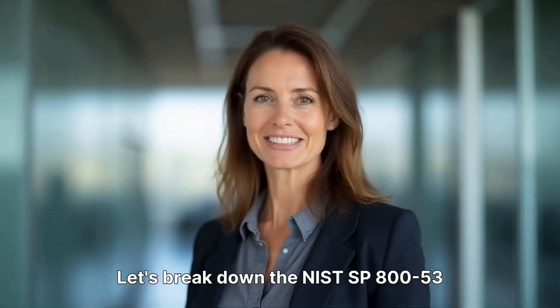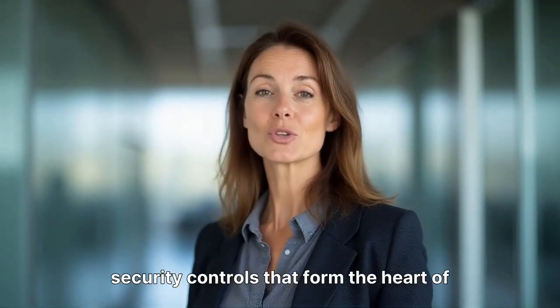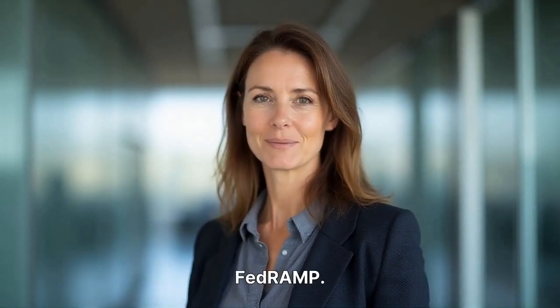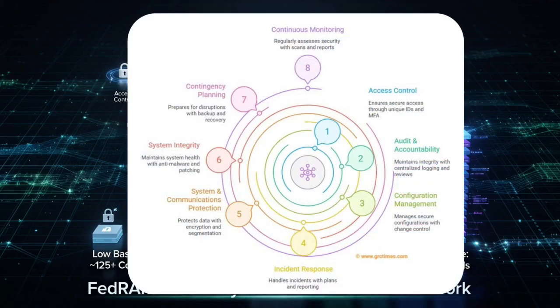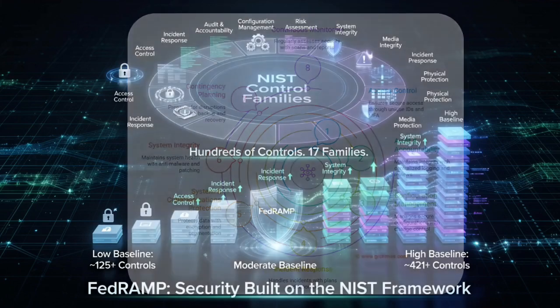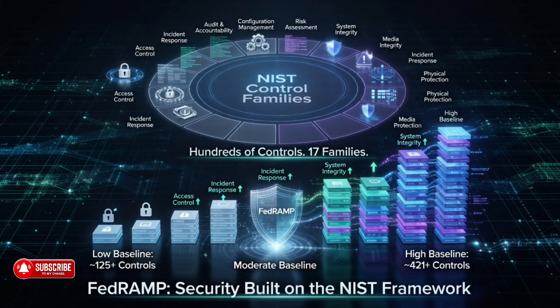Let's break down the NIST SP 800-53 security controls that form the heart of FedRAMP. There are hundreds of controls organized into 17 control families in the NIST framework, ranging from access control to system integrity. Each FedRAMP baseline, low, moderate, high, selects a different number of controls from these families, roughly 125 plus for low, 325 plus for moderate, and 421 plus for high.